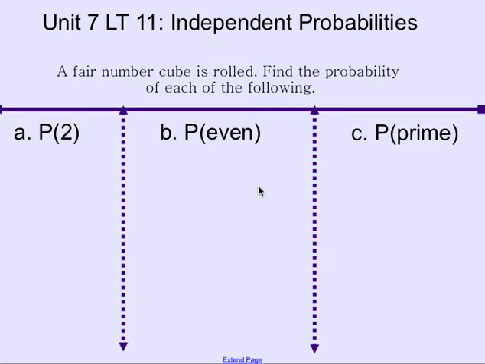Today we're going to be doing Unit 7 Learning Target 11. So we're going to be talking about independent probabilities. So let's first remember what we talked about in probabilities in general. A fair number cube is rolled. So we want to find the probability of each of the following that are going to be happening.